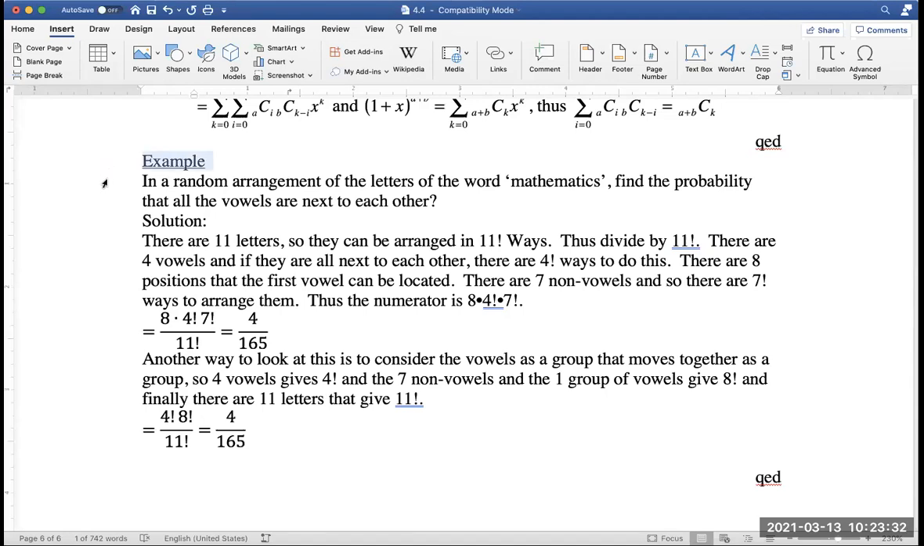So in a random arrangement of letters of the word mathematics, find the probability that all the vowels are next to each other. So let's do this. There are 11 letters in mathematics. So I can choose the first letter to be any of those 11, the second to be any of the remaining 10, the third to be any of the remaining 9. So my denominator is 11 factorial. Let's figure out the numerator.